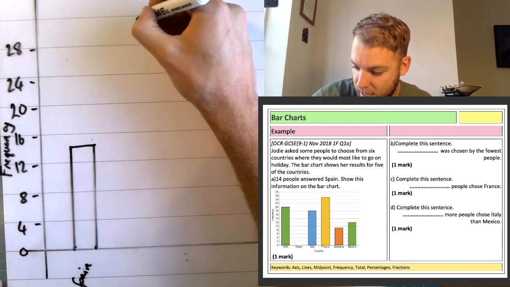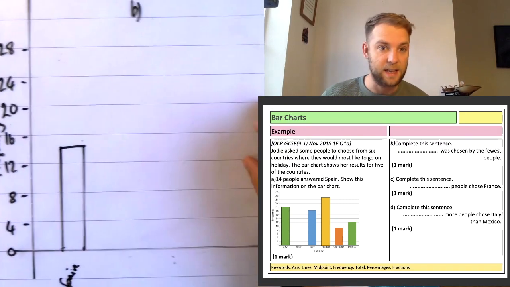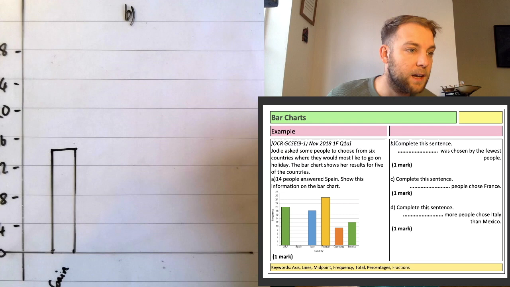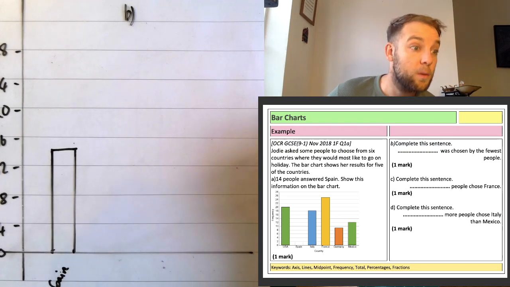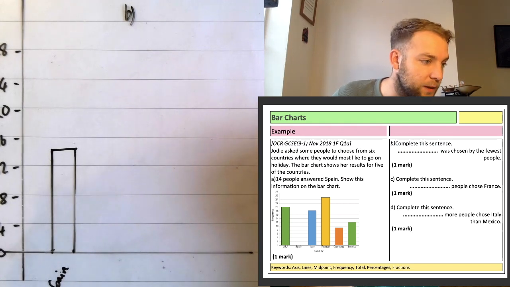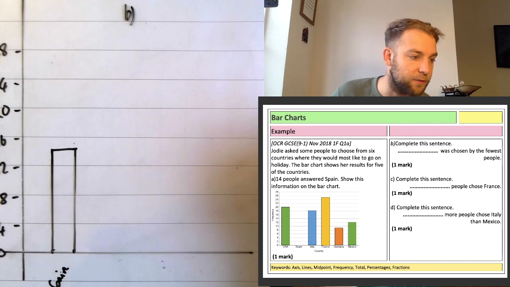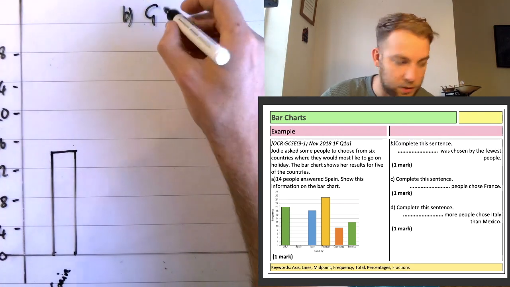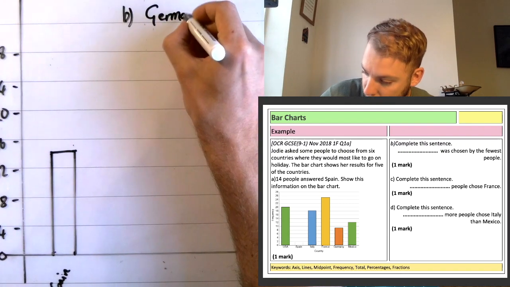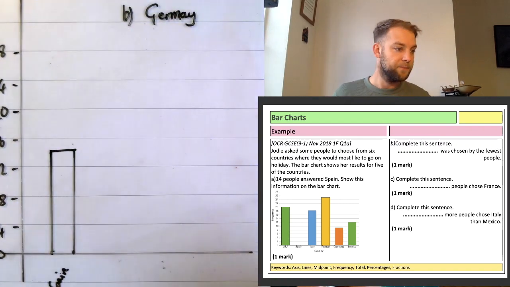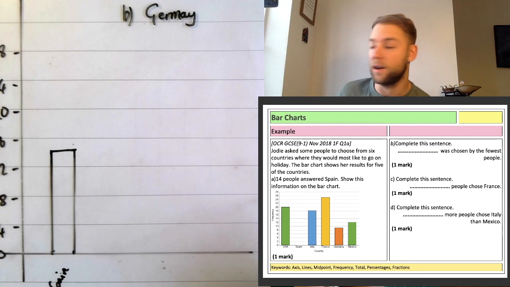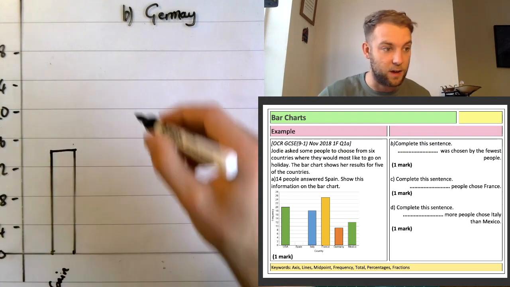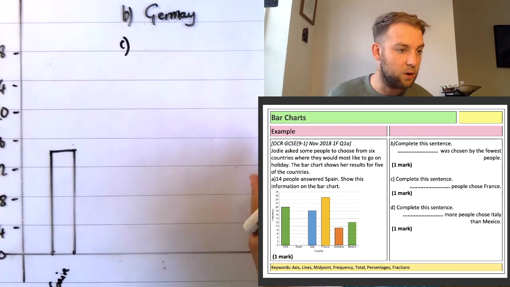Now part B says, complete this sentence. Something was chosen by the fewest people. Now we look on our graph, which one was chosen by the fewest people? Well, that looks like it's Germany, doesn't it? Because that's the smallest bar, so I'd write in that one, Germany. Now look how many marks we're getting for this. We're getting 4 marks in our GCSEs. So this is a bit of a gift, isn't it? It's really lucky for us.